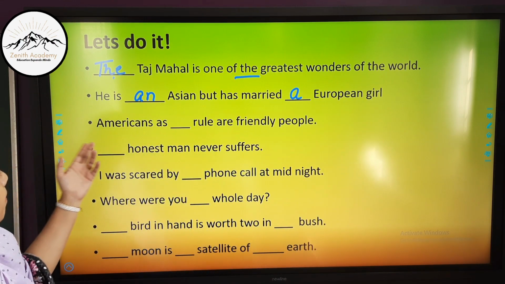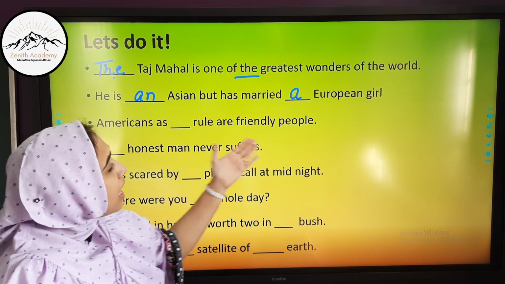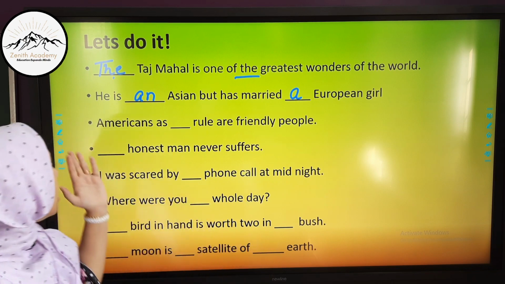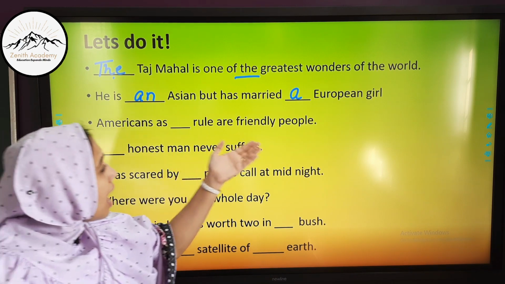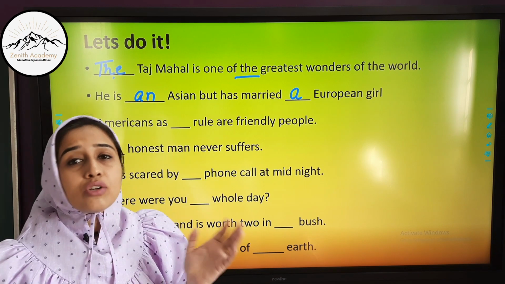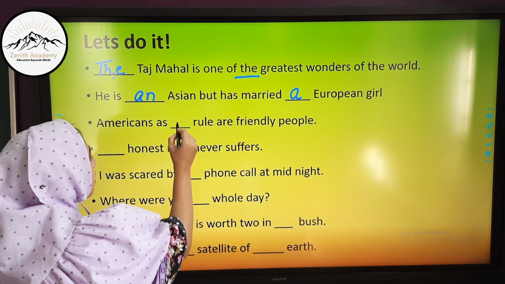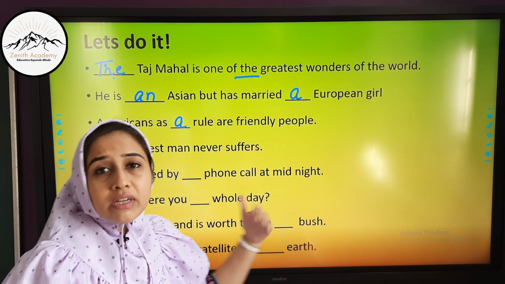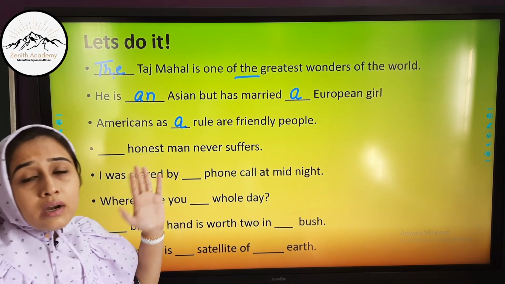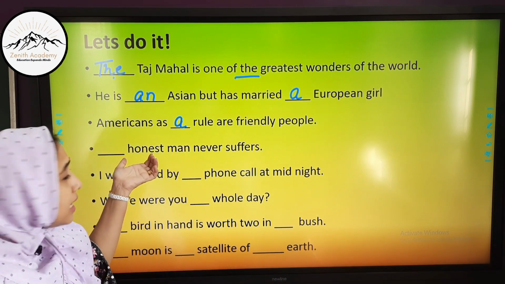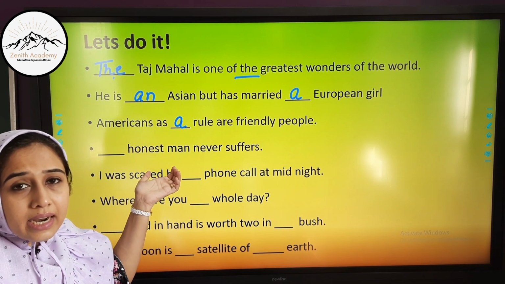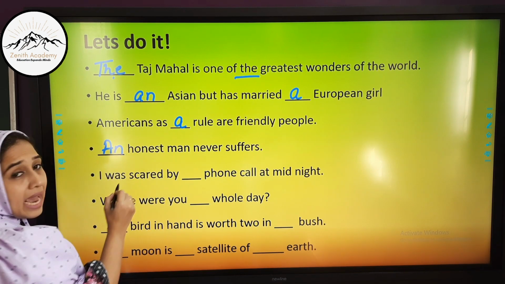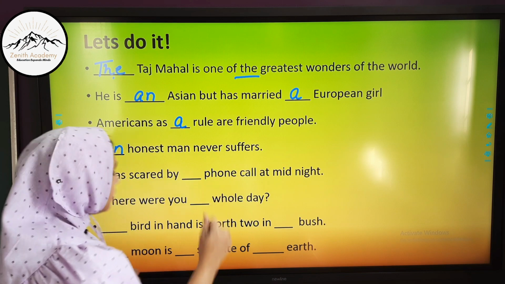The next one is: Americans as dash rule are friendly people. When you speak this sentence in one flow, what comes to your mind? Americans as a rule are friendly people. It is a rule. It is not the rule. Next one is: dash honest man never suffers. Do not go through visual attractions over here because it starts with H, but H is silent. It is honest, not honest. So we will be using an. An honest man never suffers.